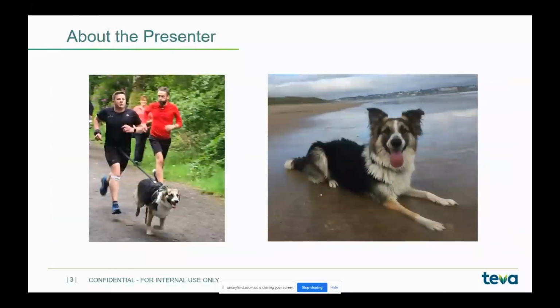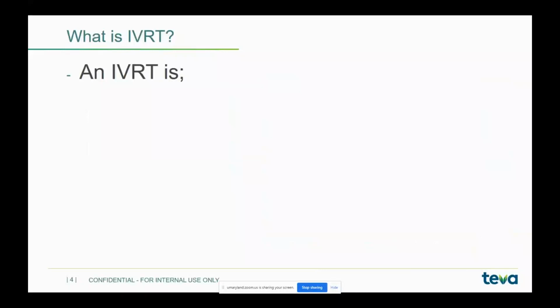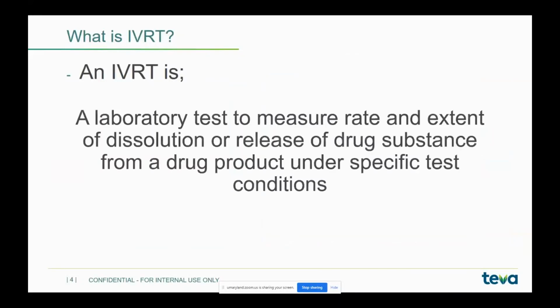So in vitro release testing, as we saw in the previous presentation, is simply a laboratory test to measure the rate and extent of drug release from a drug product under specific test conditions. And I think the important thing there is that the rate as well as the extent, that the test that's being used must be capable of discriminating. It's always the word you hear when you're talking about dissolution.